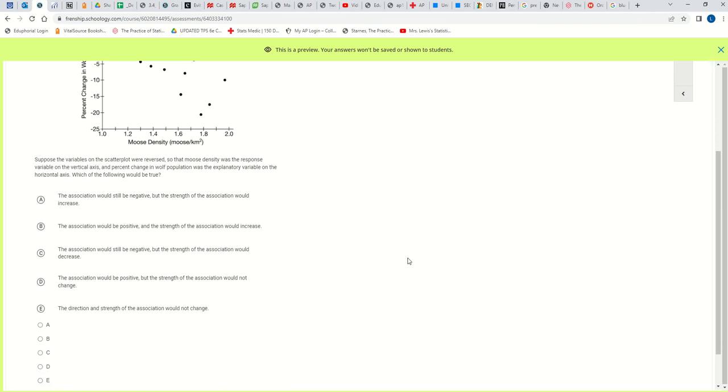What do you think will happen if I just flip-flop those? If we had enough time, if we weren't crunched for time on the AP exam, we could maybe sketch this out, plot some ordered pairs in reverse, and see what's going on. But the idea here is, as one variable increases, the other variable is doing the opposite. When I switch them around, the same thing is going to be happening. Moose density is going to be increasing as wolves are decreasing.